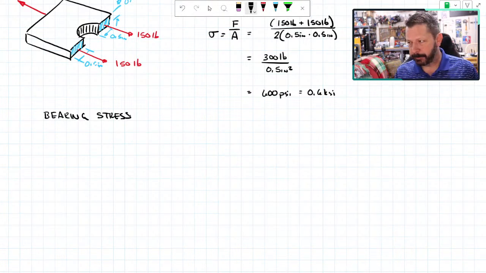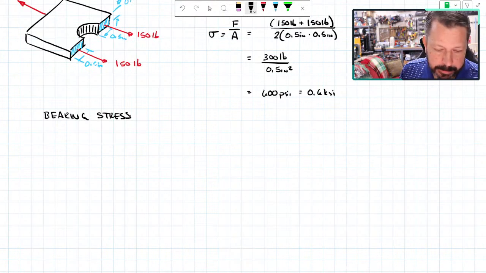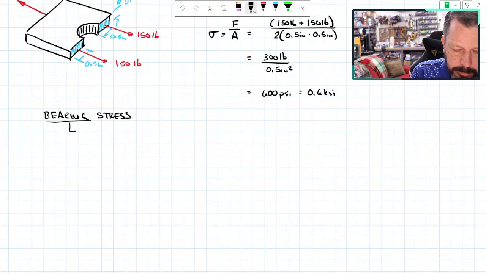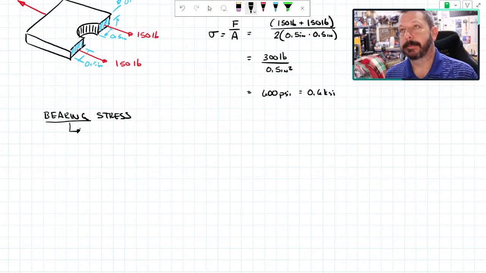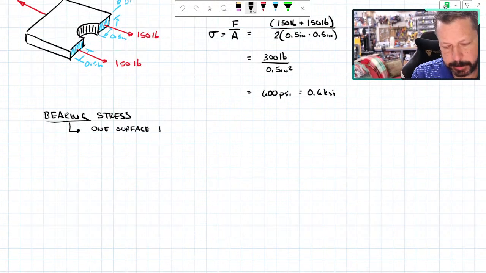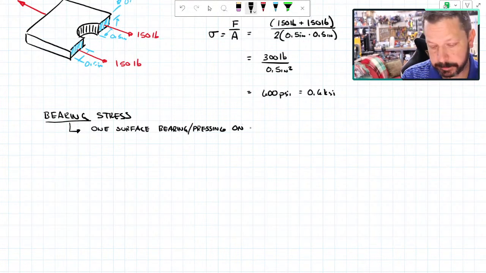All right, so bearing stress. Bearing stress is similar to normal stress because it sometimes does show up as a normal force, but the bearing word here means, let's see, the simplest and most generic way I could put it, one surface bearing, so pressing, on another surface.